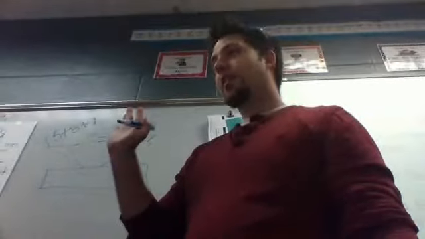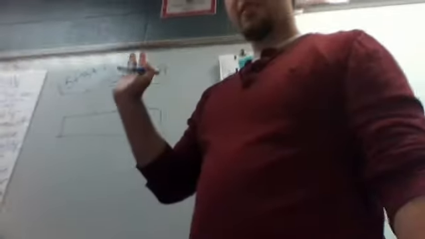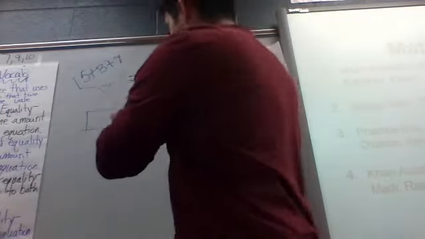Whatever I do to one side of the equation, I must also do to the other side. Very good. All right, so if I add 9 on this side, I must add 9 on this side. That makes these two equal. That makes this balance scale balanced.